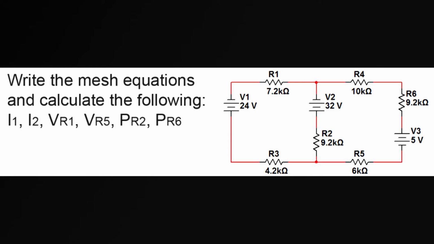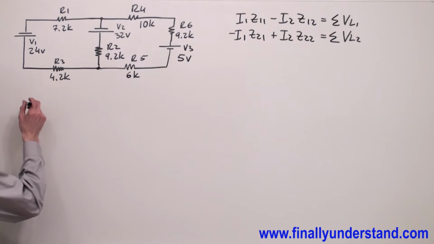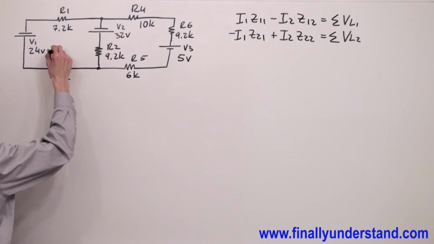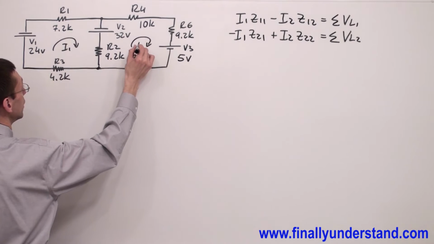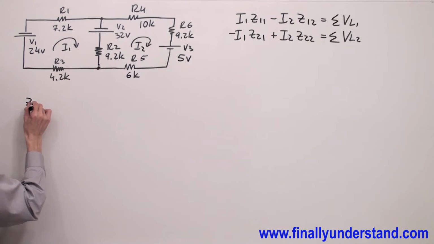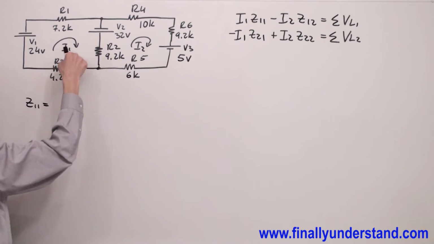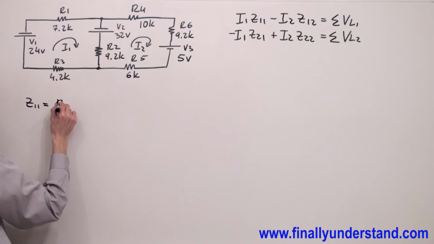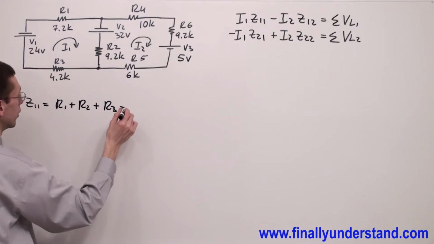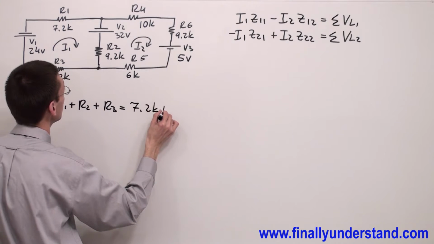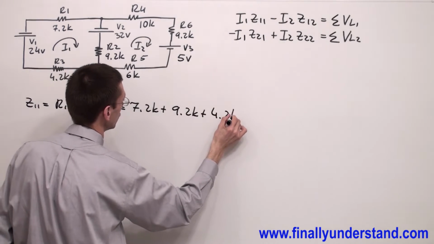Let's take a look at this example. Again, we're supposed to find Z11 first. We have two loops, one more time. This is my loop 1, and this is my loop 2. Z11 is equal to the sum of all impedances in loop 1. I'm going to have R1 plus R2 plus R3, which is equal to 7.2 kilo plus 9.2 kilo plus 4.2 kilo.